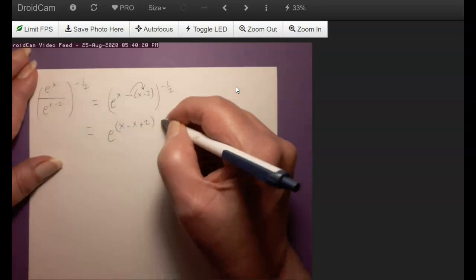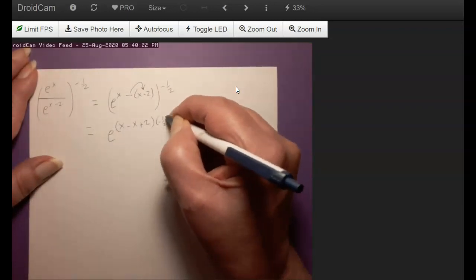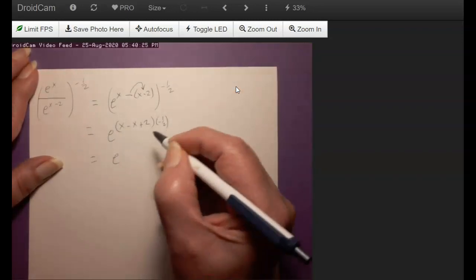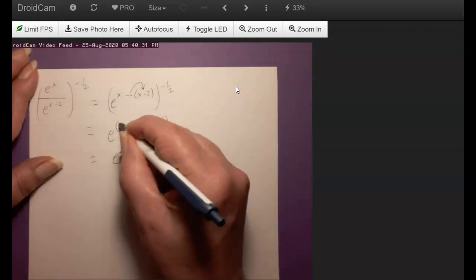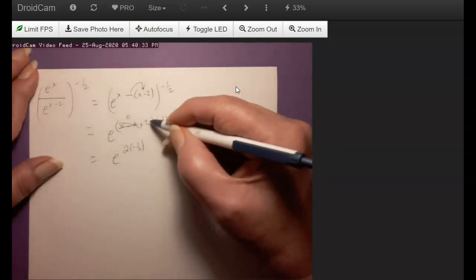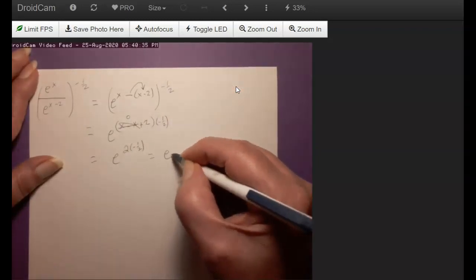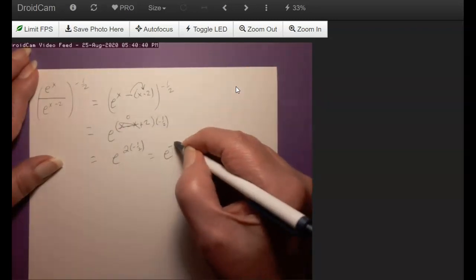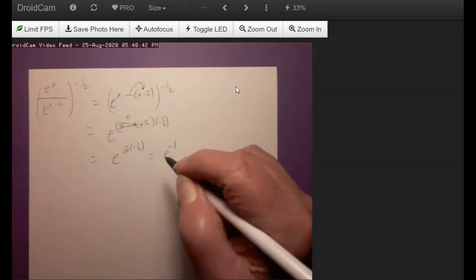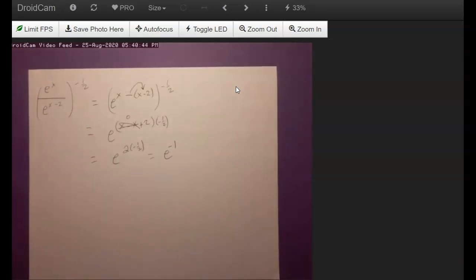And this will be times a negative 1/2. So this will give me e to the 2 times negative 1/2, because this part's 0. So 2 times negative 1/2 is going to give me e to the, and if you need to, go to your calculator and multiply this. This will give me e to the negative 1st power. So we'll try that. That looks like a pretty good simplification.